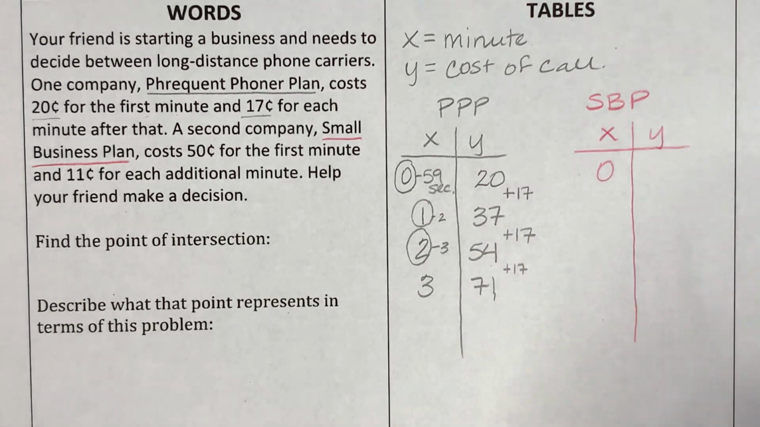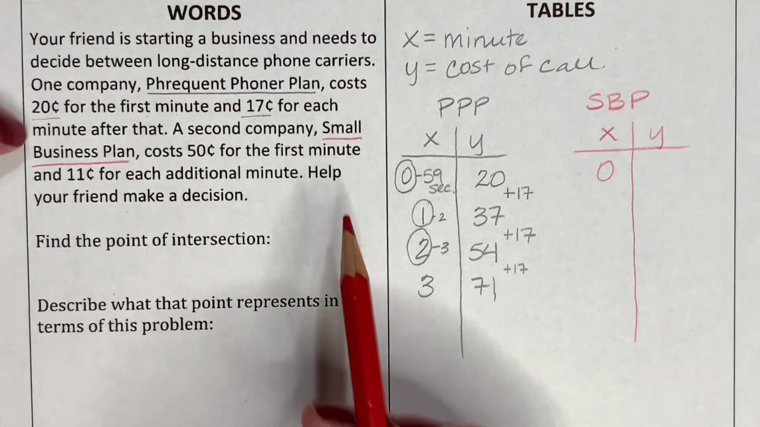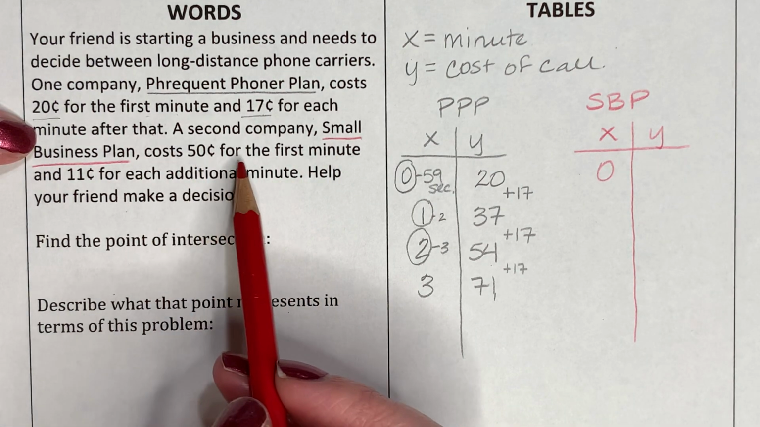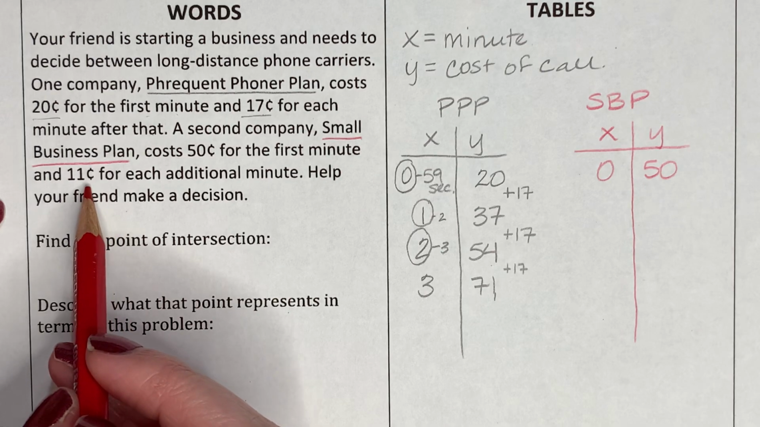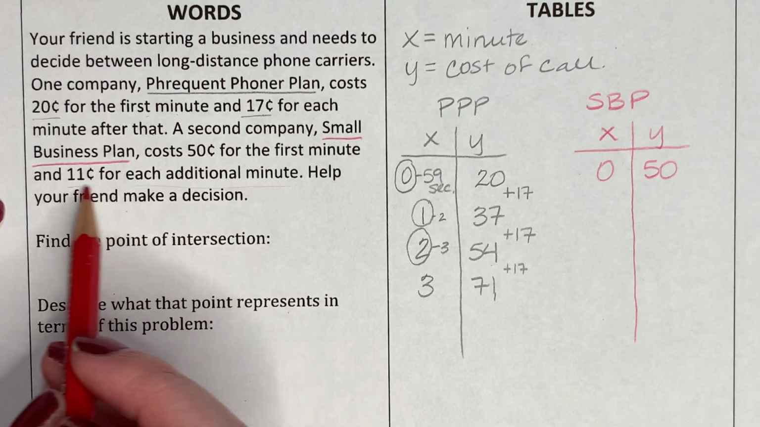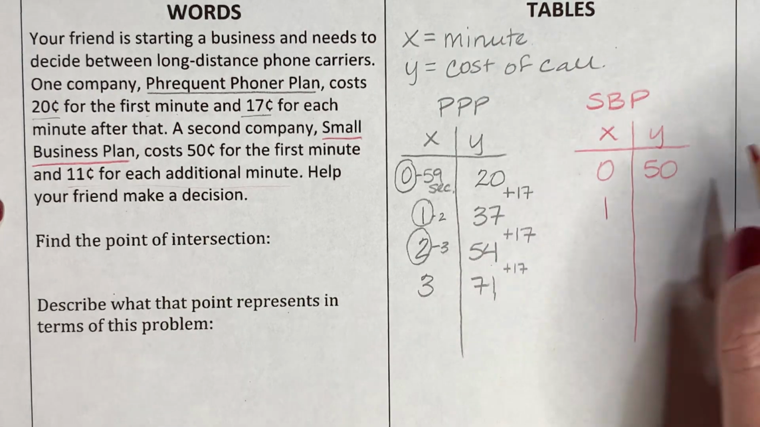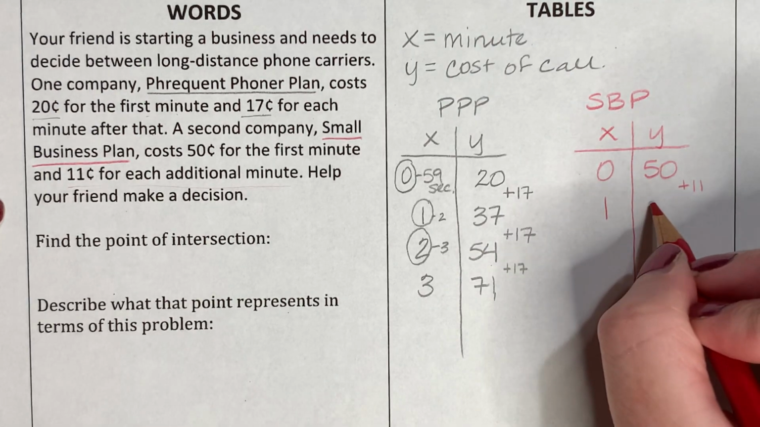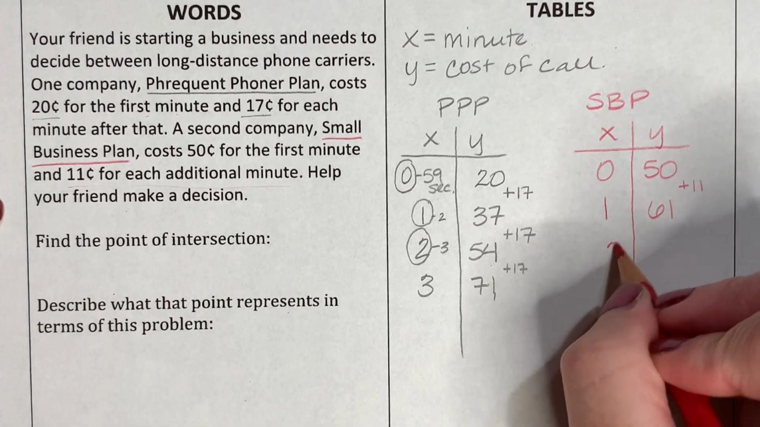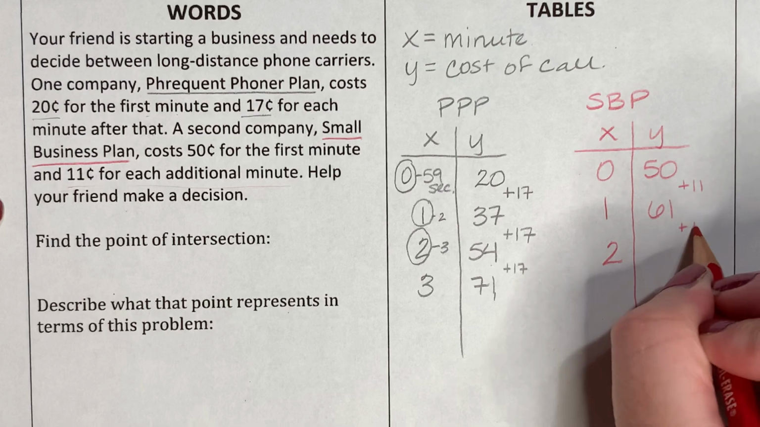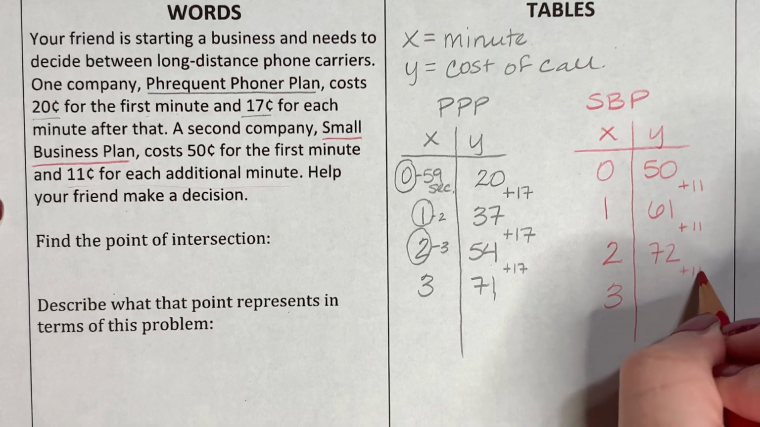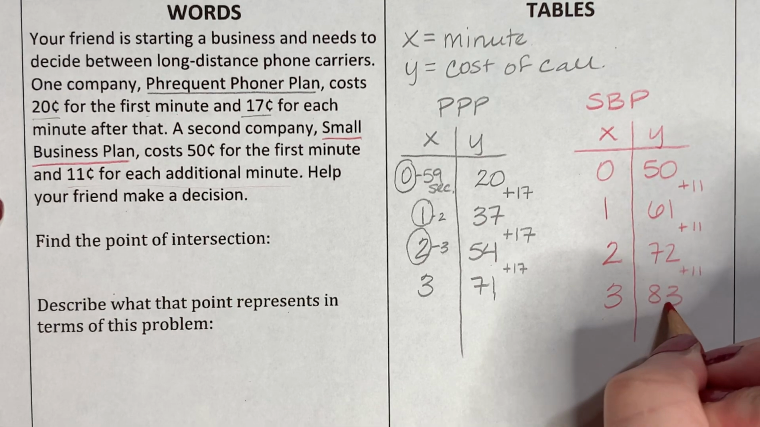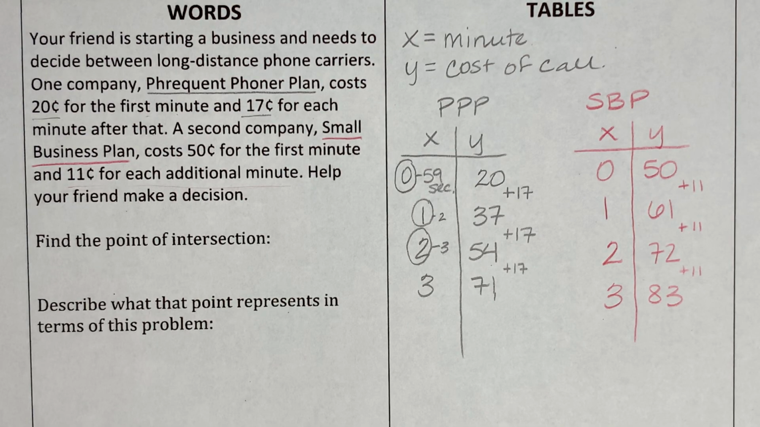So for that first minute, how much is the small business plan charging? Theirs costs 50 cents for the first minute, and then every minute after that, it's 11 cents for each additional minute. So once I hit that 1 minute mark, they're adding 11 cents onto me. So that's going to be 61. If I hit that 2 minute mark, it's going to be 72. If I hit that 3 minute mark, it's going to be 83, and so on. So hopefully that made a little bit more sense.